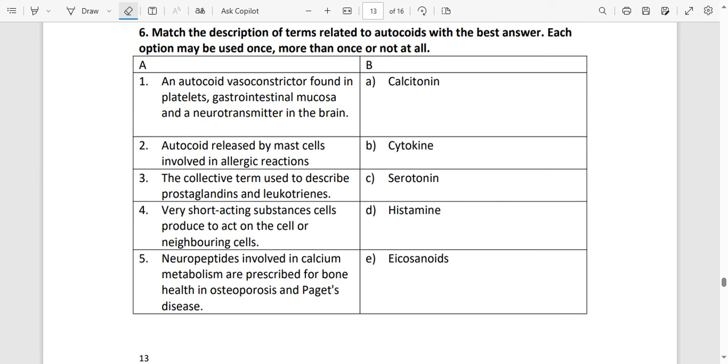And then number two, autocoid released by mast cells involved in allergy. Which one? Histamine. Number three, collective term used to describe prostaglandins and leukotrienes. Eicosanoid. Thank you. Very short acting substance, cells produced to act on the cell or neighboring cells.